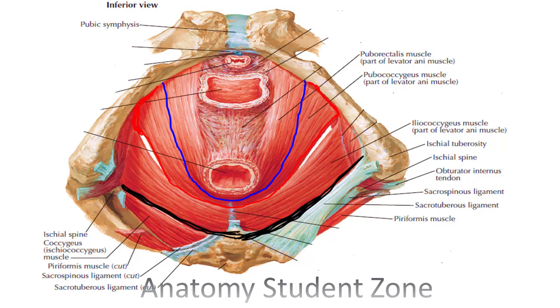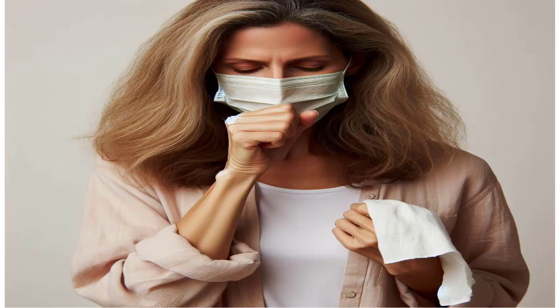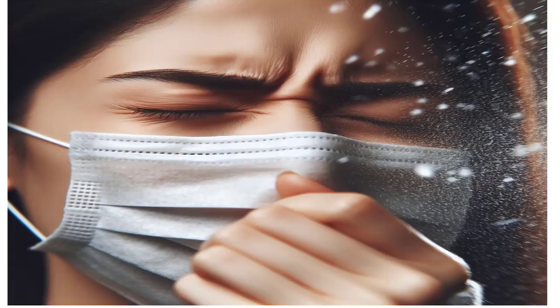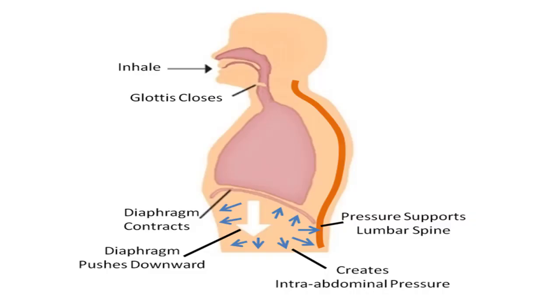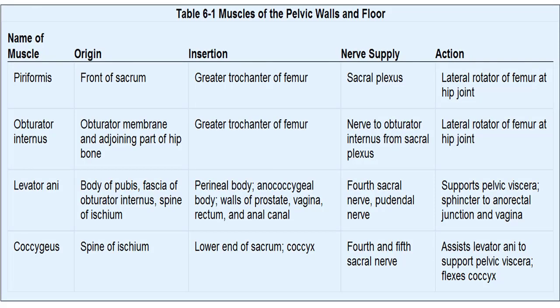So levator ani is also actively contracted during activities like forced expiration, coughing, sneezing, vomiting, and when we are lifting a heavy object, flexing our trunk, or making strong movements of the upper limb. During all these activities, we know there is increased intra-abdominal pressure, and for this reason the levator ani muscle is actively contracted to provide support to the pelvic viscera so that they do not prolapse and remain at their normal anatomical place as well.